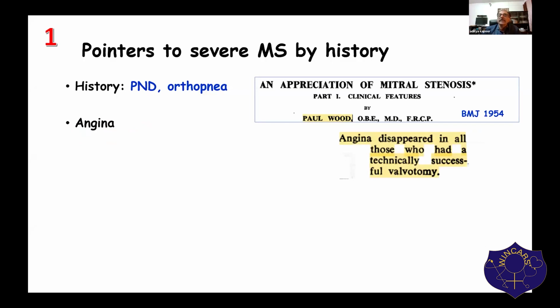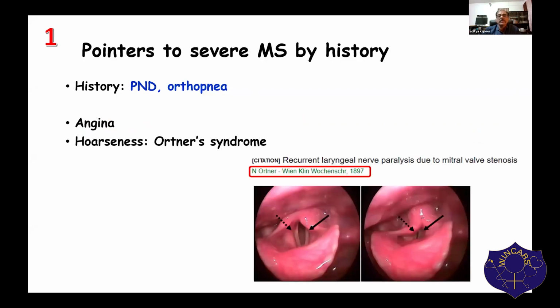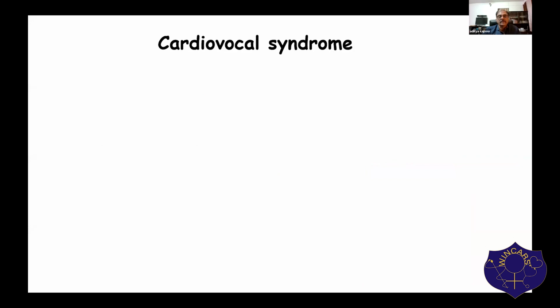So go through this paper, and he categorically said that angina disappeared in all those who had a successful valvotomy. So don't ignore angina in your history. Madam also said about hoarseness briefly, that when the LA enlarges, so Ortner syndrome, we all know that, recurrent left laryngeal nerve palsy. So PND, orthopnea, angina, hoarseness. These are important symptoms of severe valve disease.